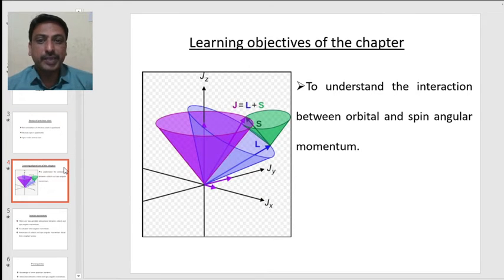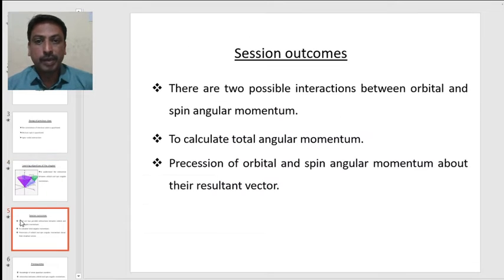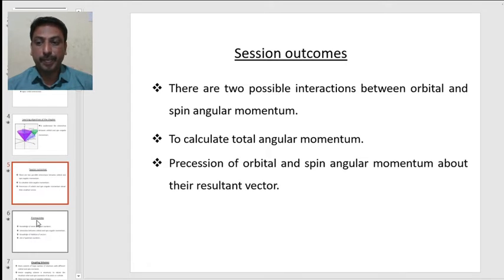The objective of this session is to understand how the interaction takes place between orbital and spin angular momentum. This picture will show you the interaction between orbital and spin angular momentum. After this session, you will be able to understand what the two possible interactions between orbital and spin angular momentum are, and you can calculate the total angular momentum of an atom as a whole and the precession of orbital and spin angular momentum about the resultant vector.